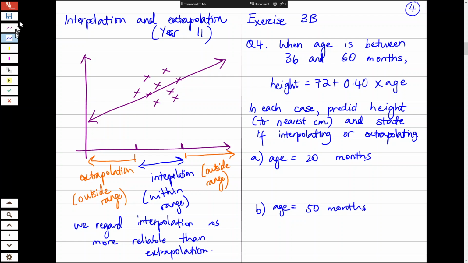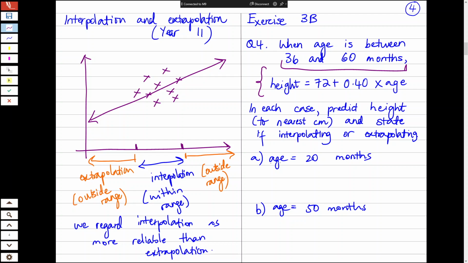All right, so let's do a quick example. This is question 4. I'll just draw your attention to the key information. We've got a relationship between height and age, and we are assuming that the data has been collected where age is between 36 and 60 months. So I want to do two things. Number one, I want to make a prediction. And number two, I want to decide whether that prediction is an example of interpolation or extrapolation.